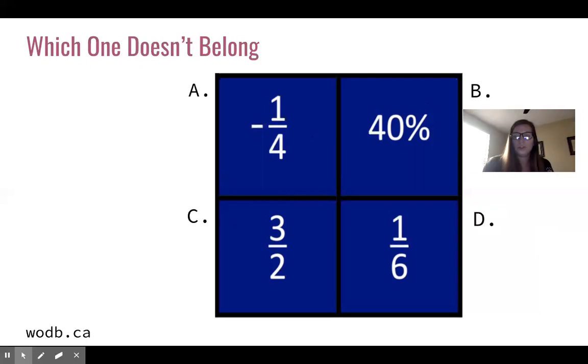You might see students say 3 halves because it's the only one that is larger than 1, I should say. You might even see students change all of these to decimals first. So it's not just the selection, but what happens in the conversations afterwards, where Which One Doesn't Belong really helps you see where students are coming from and where to take them next.